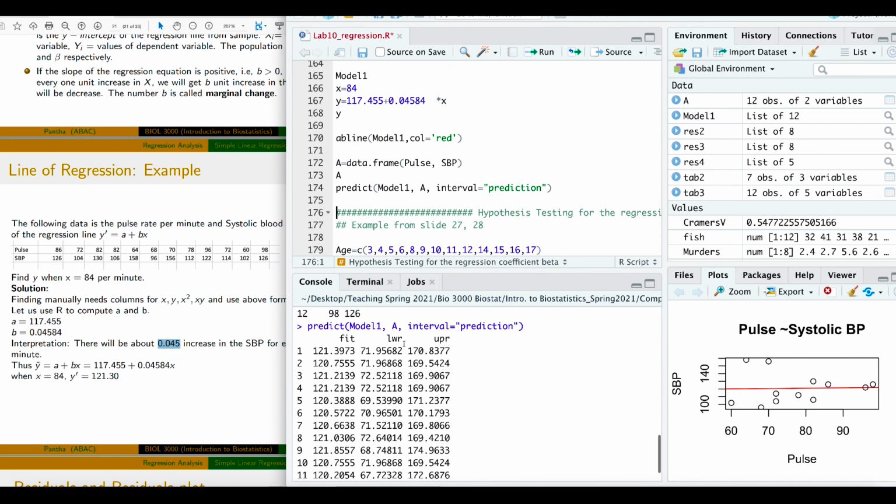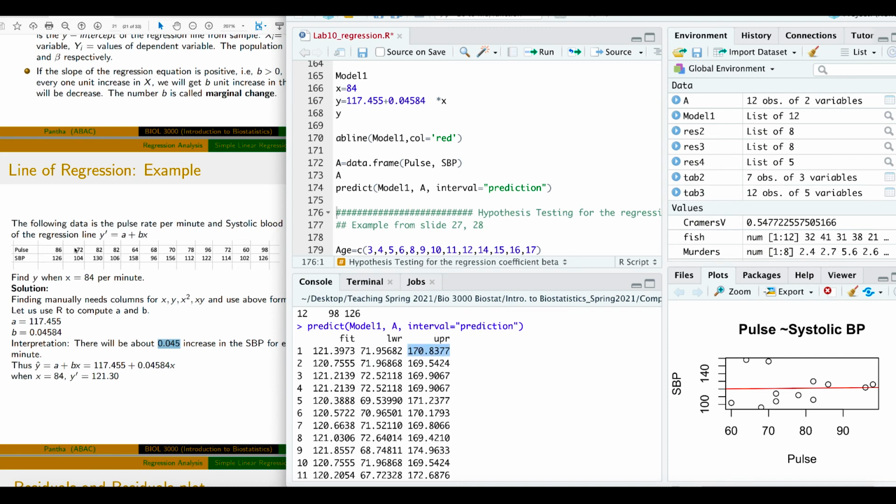So what does that mean? This is the fit value, meaning that the first value of x was 86, right? For x equals to 86, the real data is 126, the systolic blood pressure, but the predicted value is 121.3973. That's what it says. You see that? And then this has the lower bound, 95% confidence interval. The lower bound will be 71.95, and then the upper bound will be 170.83. That's what it does. Okay.